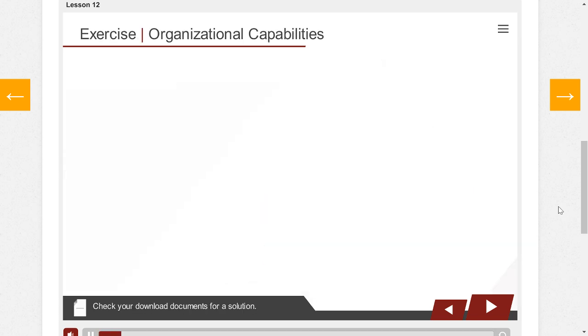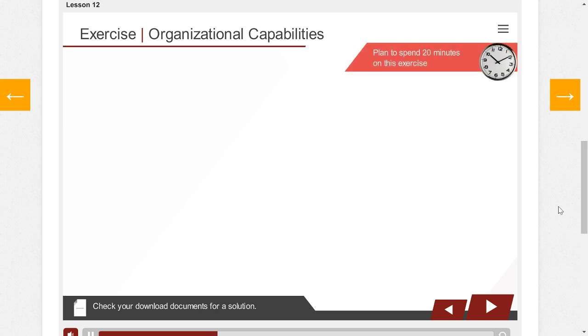As we make changes, it's important to embed the organizational capabilities that will support them in the long term. Let's think about this with an exercise. Plan to spend 20 minutes on this exercise. It will be important for your success in your own organization.